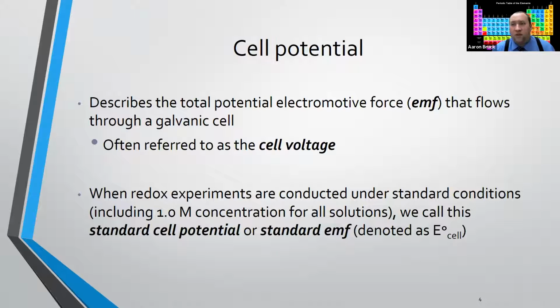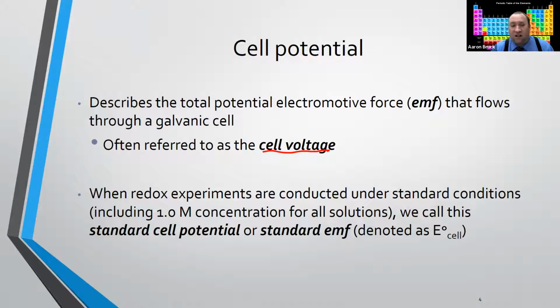Now, we can ultimately describe just how much energy is given off by a voltaic cell by measuring something called the electromotive force. The electromotive force, the cell potential, tells us how much we're supposed to get. And ultimately, when we put that to use, we're going to be able to measure that in the form of voltage, cell voltage.